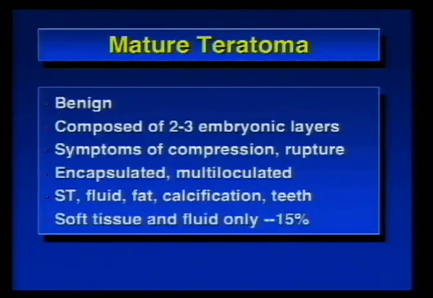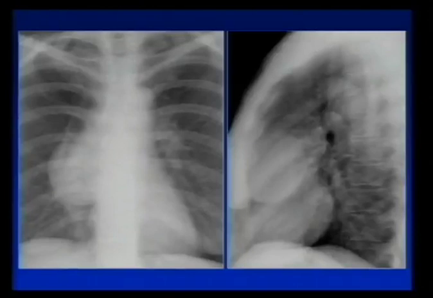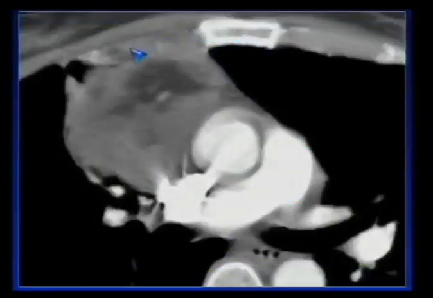However, interestingly, 15% of the patients have no fat or calcification. They only have fluid and soft tissue. But I would assume if you're going to be shown a case, it's going to have fat or calcification. Okay, so let's look at this particular case. There's a mass here. It actually turns out to be anteriorly located. And look at it on the CT. It's heterogeneous. It contains fat, and it contains calcification. This turns out to be a mature teratoma.